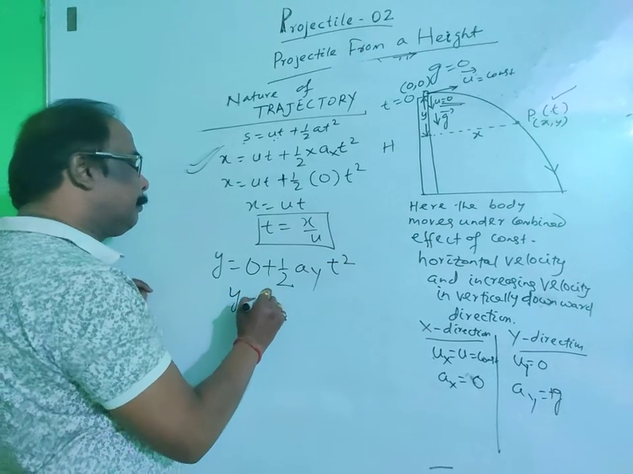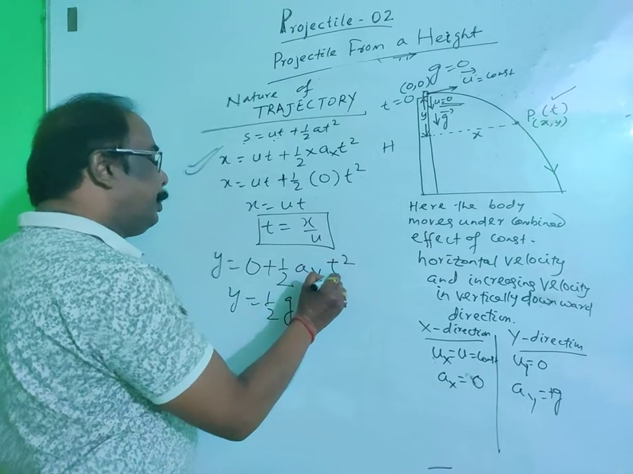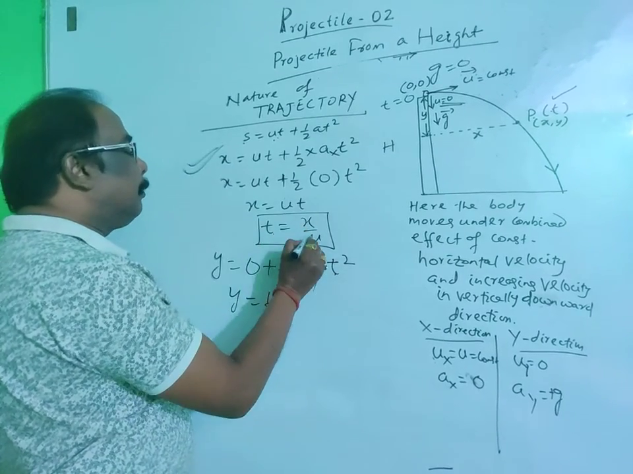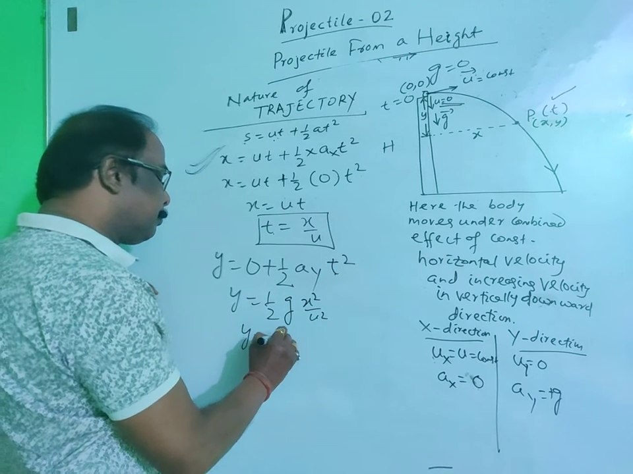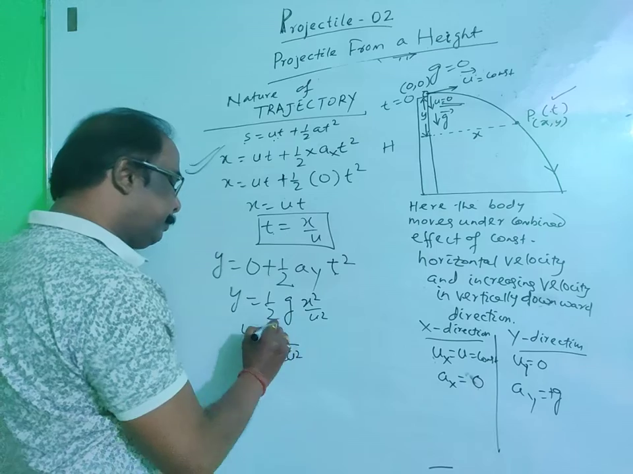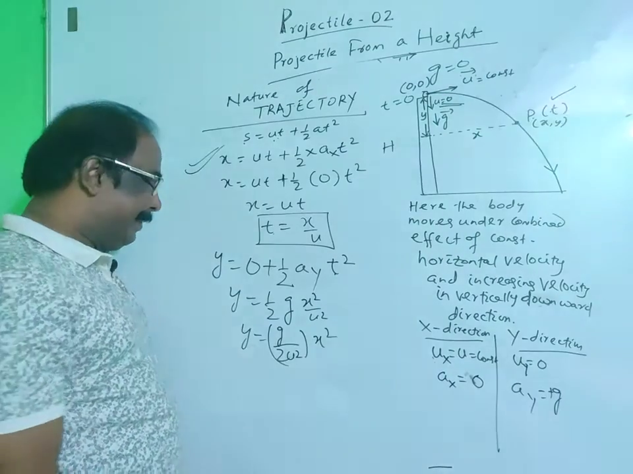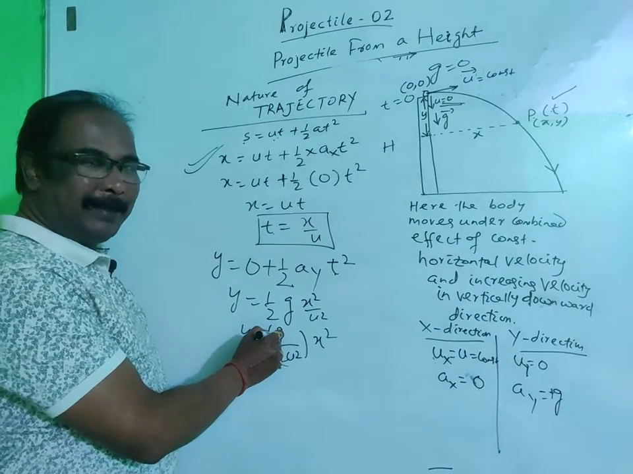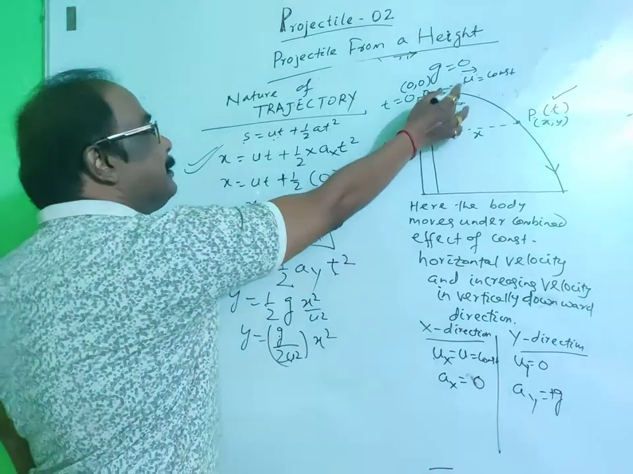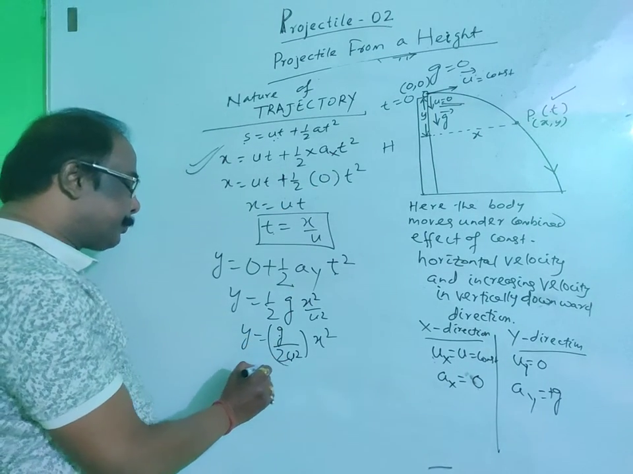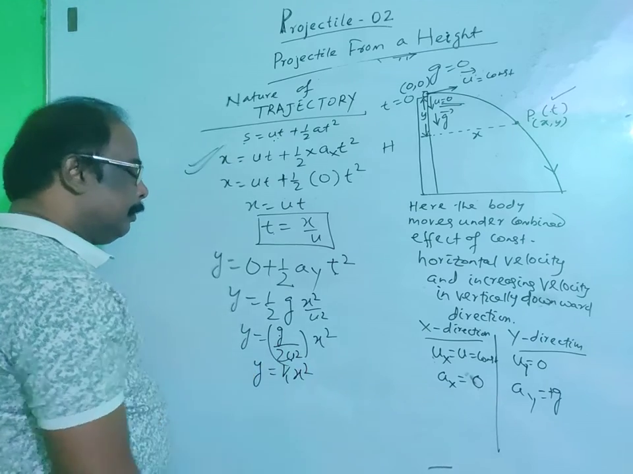So y is equal to half, acceleration in y direction is g, t squared, where t is equal to x by u, so x square by u square. So y is equal to g by 2u square into x square. Is it clear? Then g is constant, acceleration due to gravity at a given place is constant, and u is constant, so g by 2u square is constant. So I may write y is equal to a constant into x square.